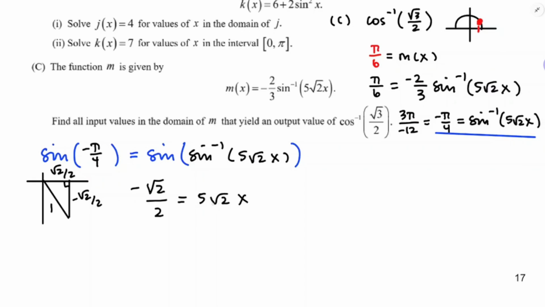I'm going to divide both sides by square root of 2 first. Then I'm going to divide both sides by 5, and I'm going to have my answer: x equals negative 1 over 2 times 5, that's negative 1 over 10. And there I've solved part C. Let's move on to another one.